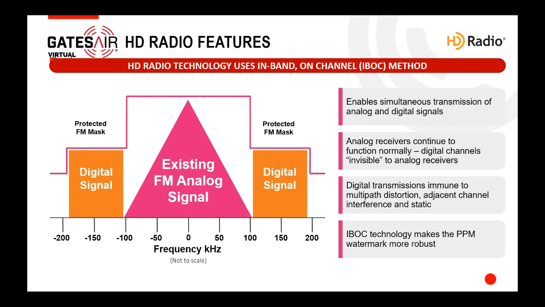So the center is our traditional analog FM signal, and then in the United States, within the FM protected mask, we add two sets of redundant digital carriers. So there's simultaneous information on both sides, which allows them to be fairly robust. And they're anywhere from 10 dB to 20 dB below the peak level of the analog carrier. And that determines your digital power.